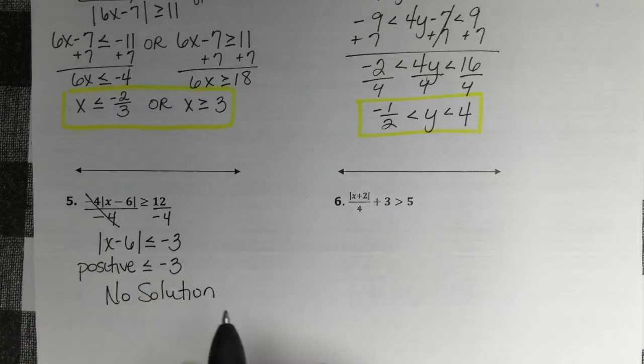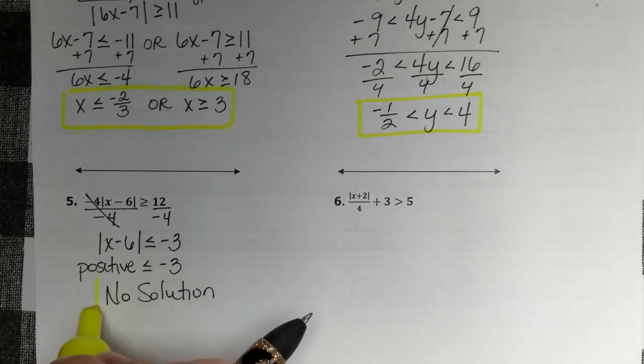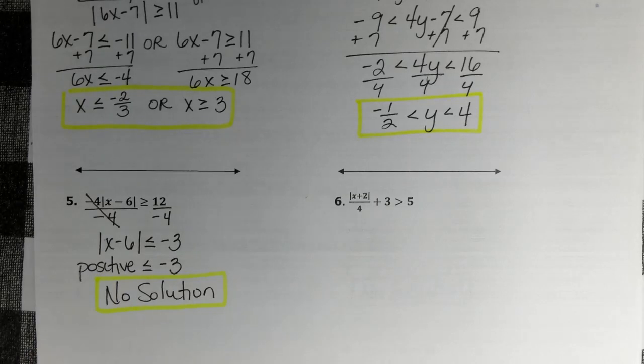So I would be checking if you isolated your absolute value bars, and then you should automatically go to no solution. Okay, so the moment you have a negative on the right, you need to think, is this true or not? Does this make sense?